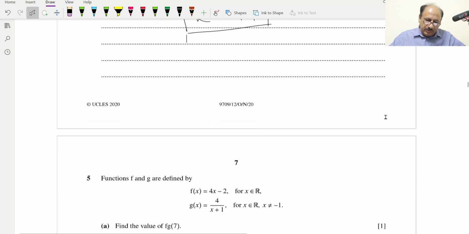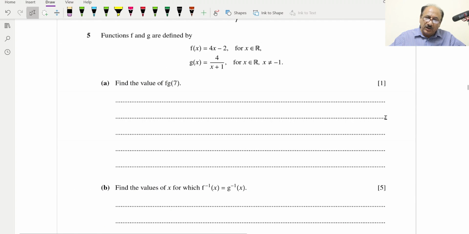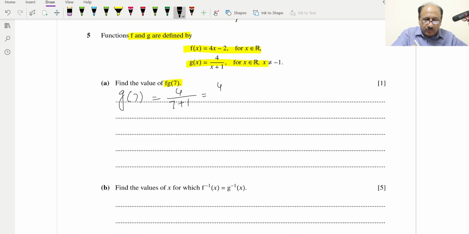Now we can move to the next question, which is question number 5. In the first part, functions f and g are defined. F is this one, g is also defined. Find the value of fg of 7. So first we'll write g of 7. In the function g of x, 4 over x plus 1, we can replace x by 7. So 7 plus 1, this will be equal to 4 over 8, which is equal to 1 by 2. So this will be our g of 7.